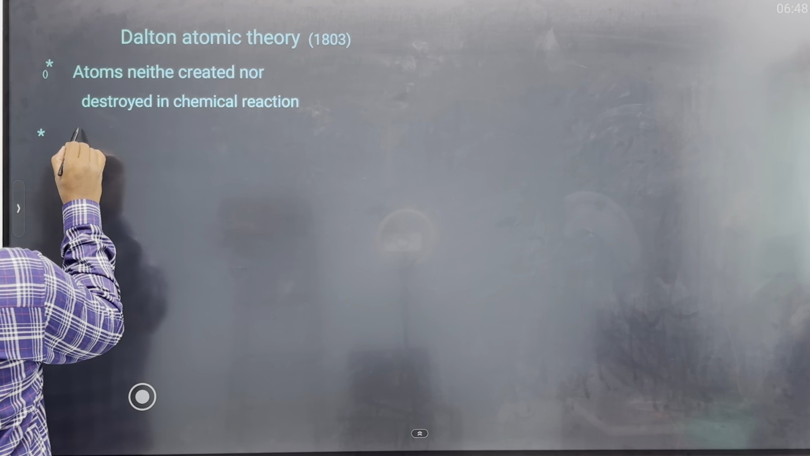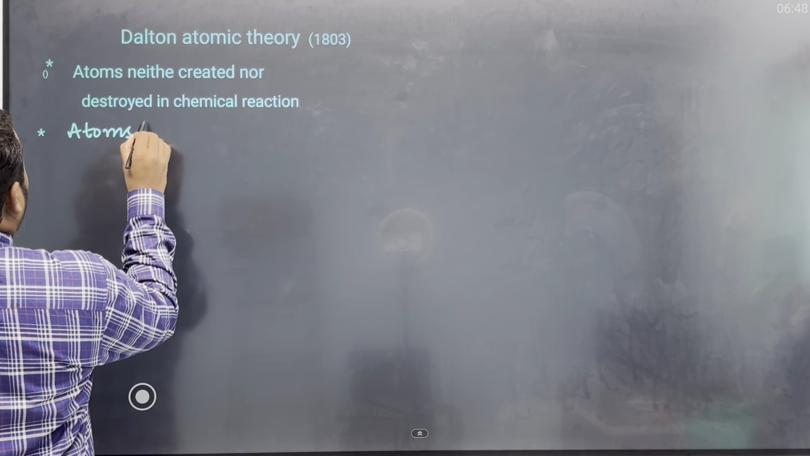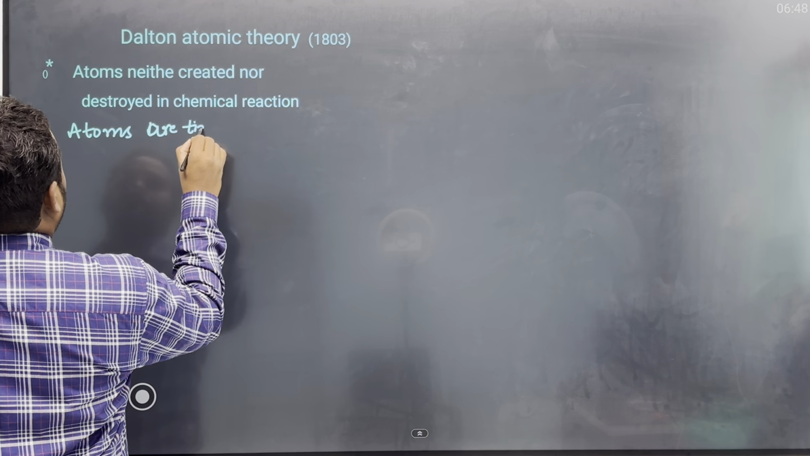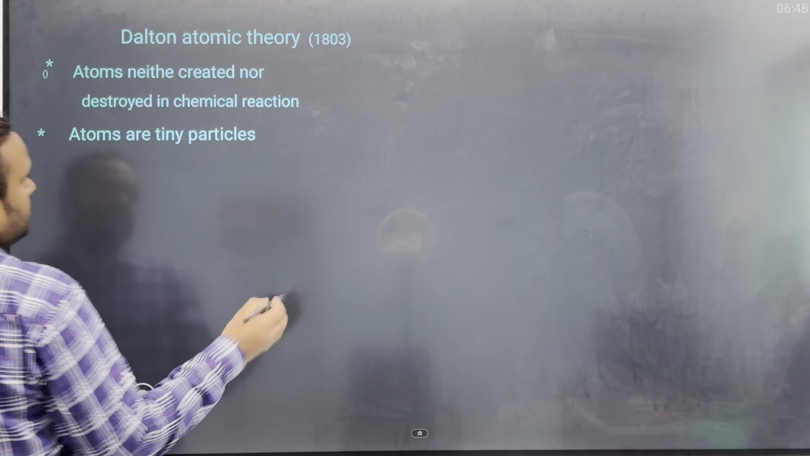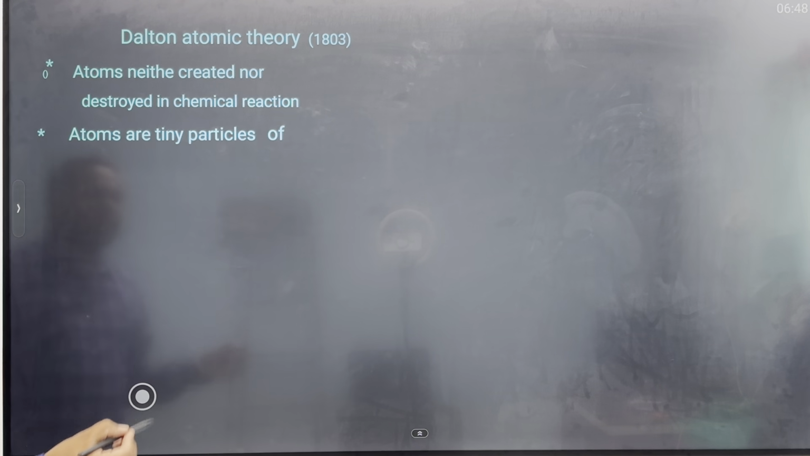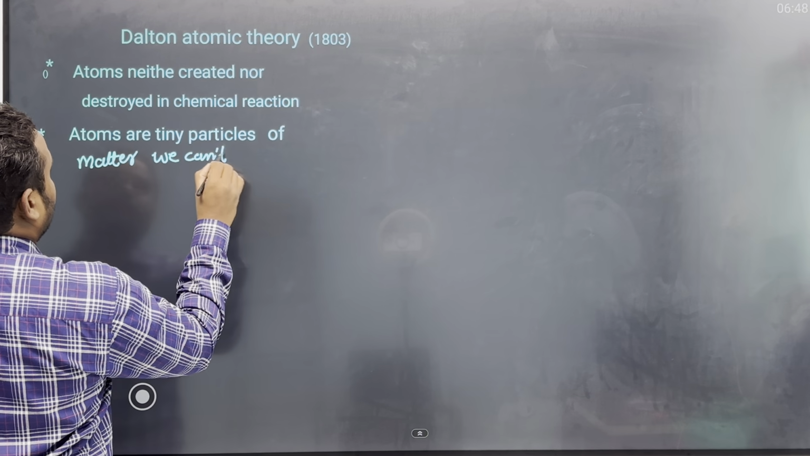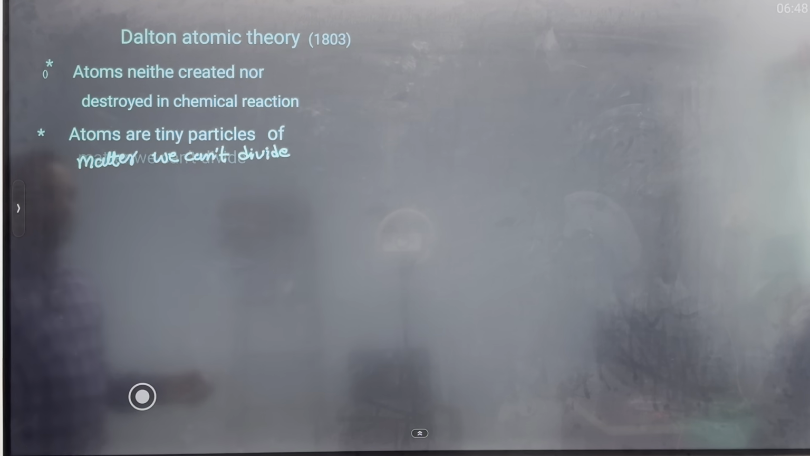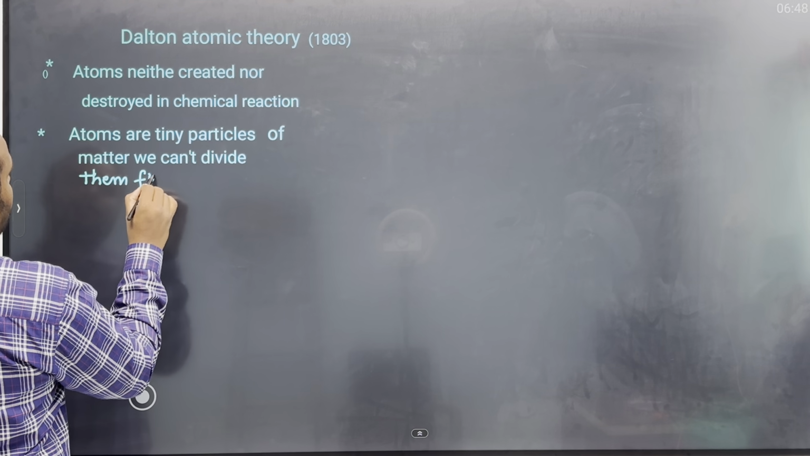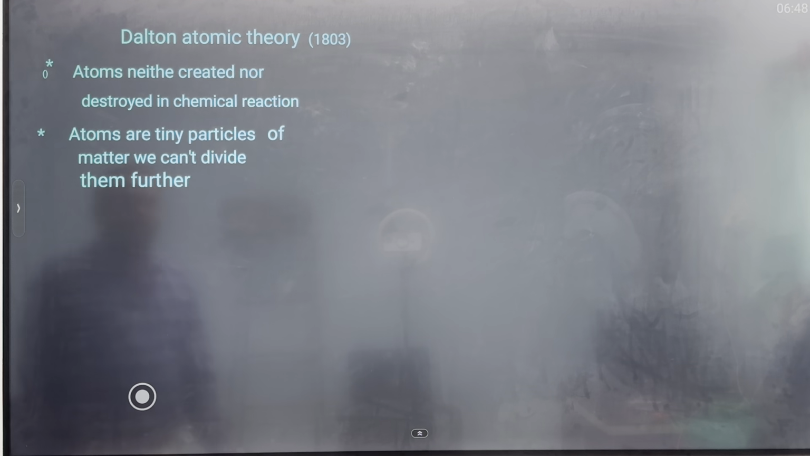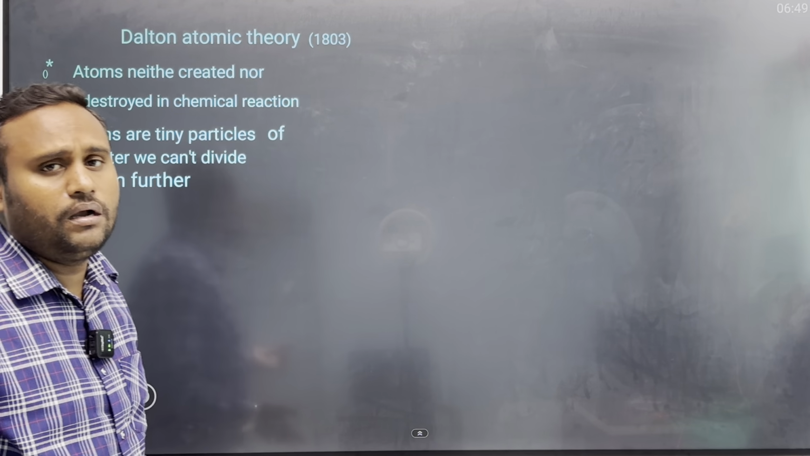The second point is atoms are tiny particles of matter. We cannot divide the atom further. Atoms are tiny particles of matter. We cannot divide them further. It means atoms are only very, very tiny particles, the building blocks of matter.